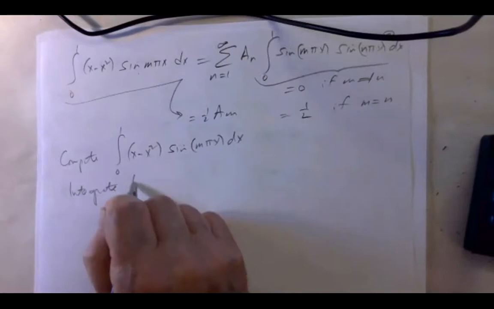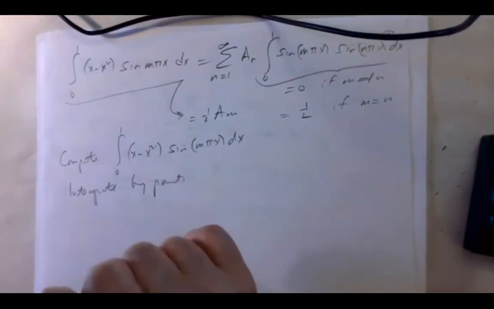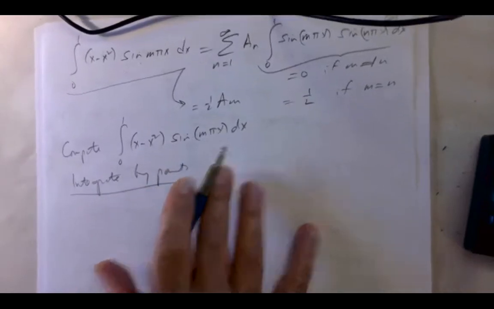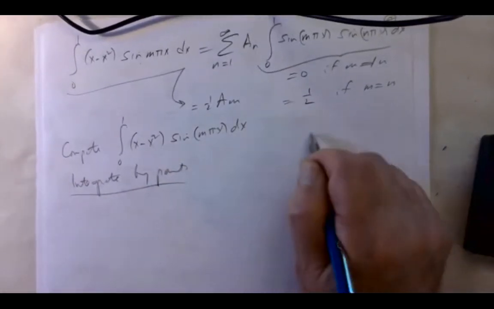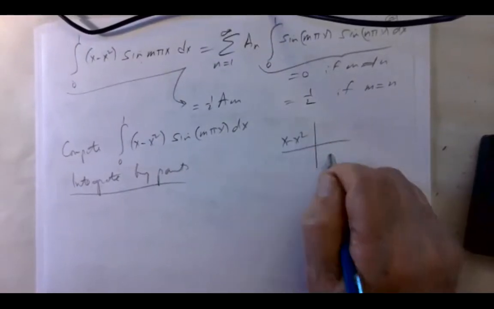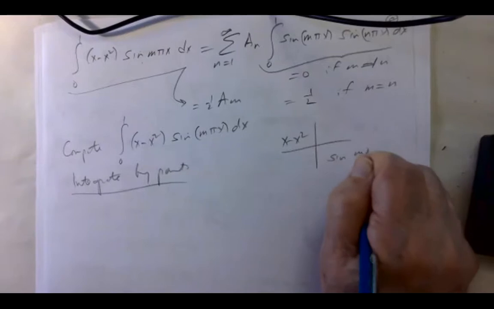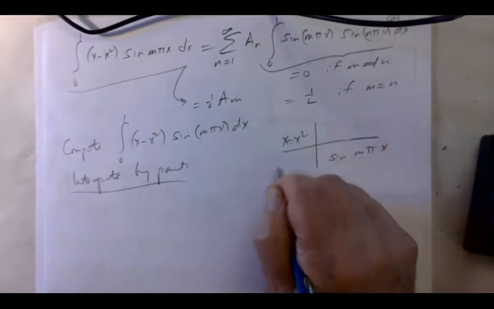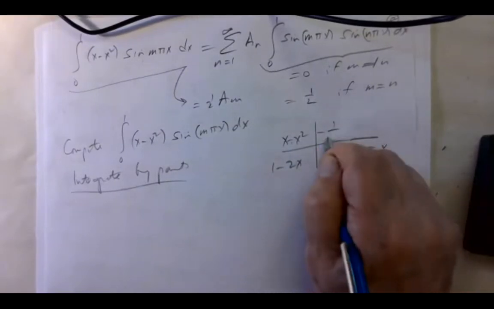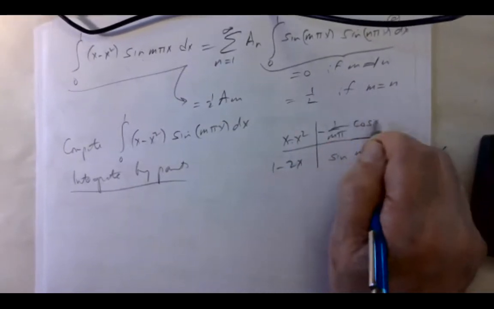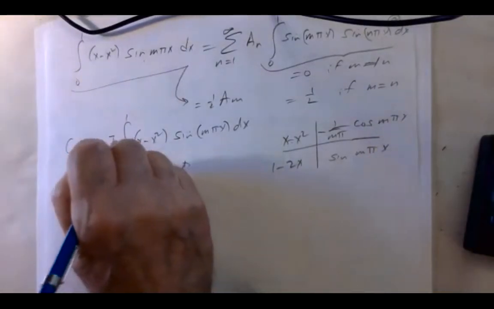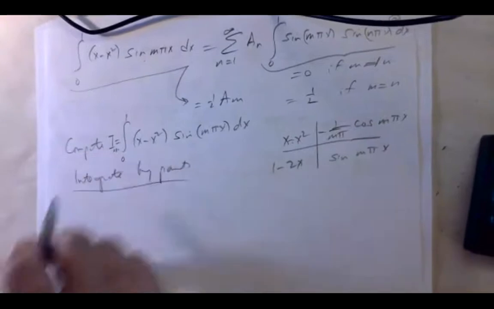Let's see, integrate by parts. Well, it's going to take 2 steps, so let's just do it. So suppose we have x minus x squared and sine m pi x. The derivative of this is 1 minus 2x, and the integral of this is minus 1 over m pi cosine of m pi x. So let's just call this integral I sub m.